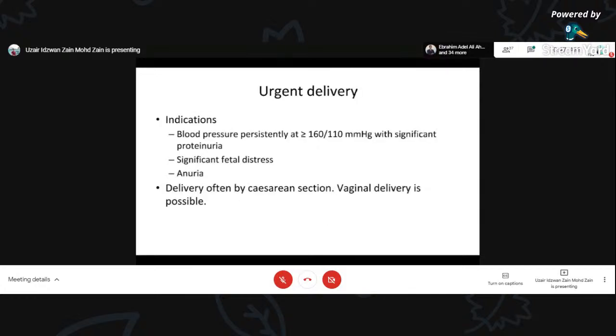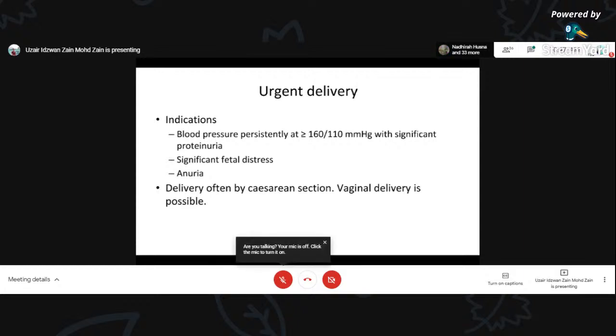Okay. So this is urgent delivery for eclampsia. There are several conditions where a patient has eclampsia and you should deliver immediately, but not necessarily. For example, if the patient has eclampsia and then the BP normalizes, below 140, the CTG is normal and reactive, there is no issue, and the patient still passes urine normally, it's actually not indicated for urgent delivery. If the patient is already term at 37 weeks, it's okay to deliver straight away even with eclampsia.